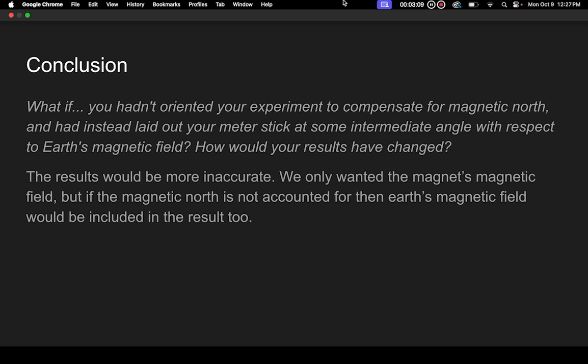The conclusion: so what if you hadn't oriented your experiment to compensate for magnetic north, and instead laid out your meter stick at some intermediate angle with respect to Earth's magnetic field? How would your result have changed? Well, the results would be more inaccurate because we only wanted the magnet's magnetic field. But if the magnetic north is not accounted for, then Earth's magnetic field will be included in the result too.